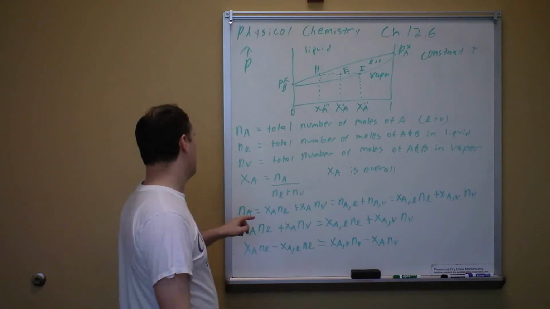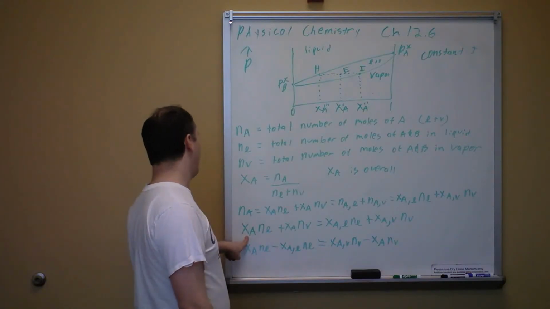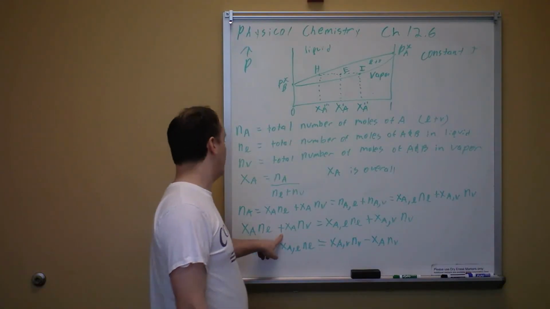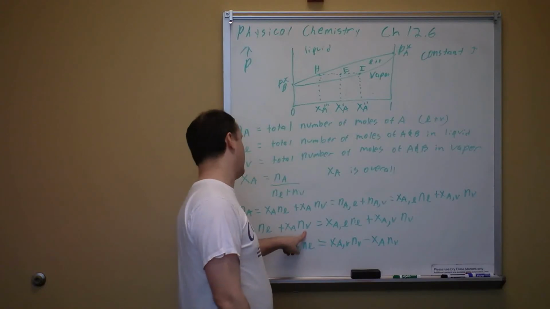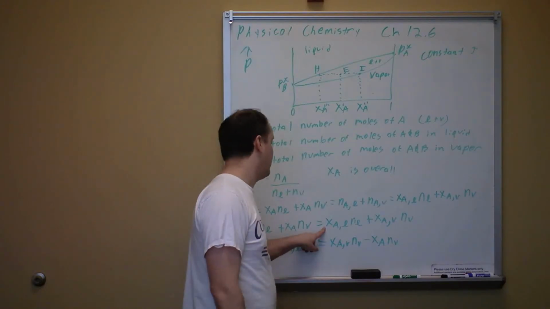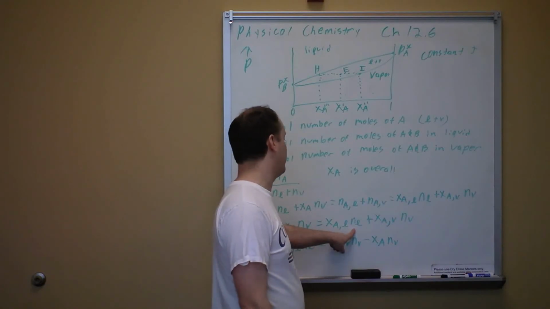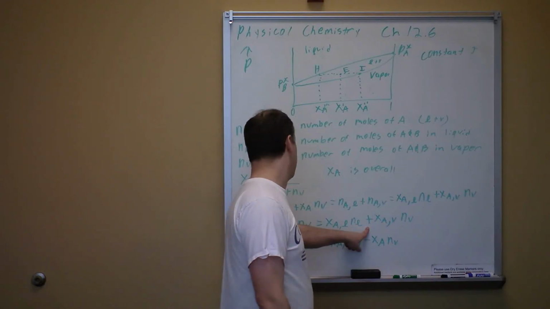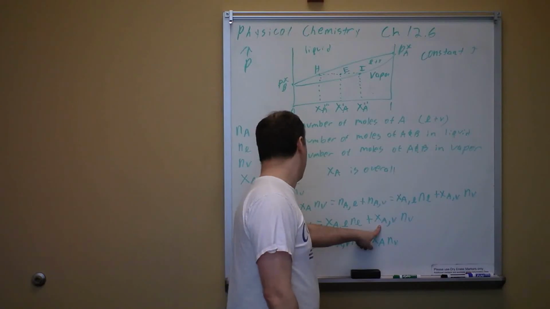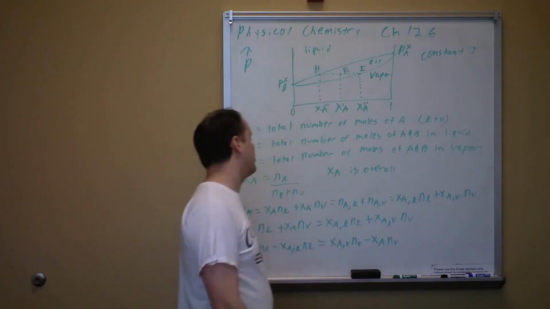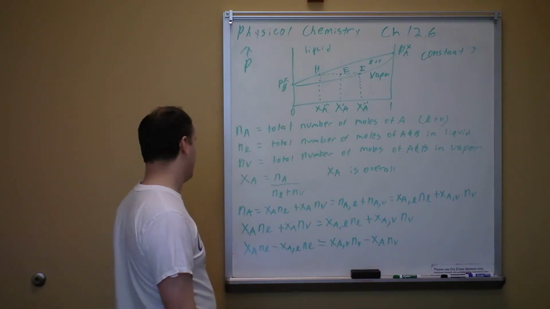So what that tells us is that the overall mole fraction of A times the number of moles in the liquid phase plus the overall mole fraction of A times the number of moles in the vapor phase has got to be equal to the mole fraction of A in the liquid phase times the number of moles in the liquid phase plus the mole fraction of A in the vapor phase times the number of moles in the vapor phase.